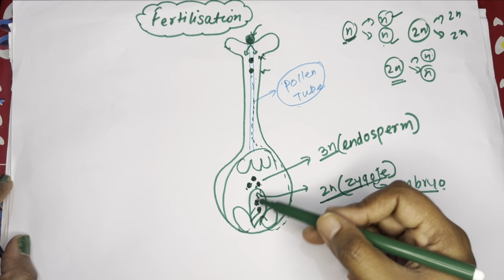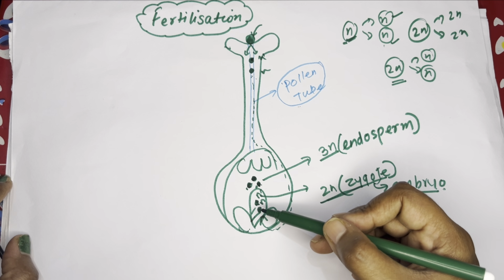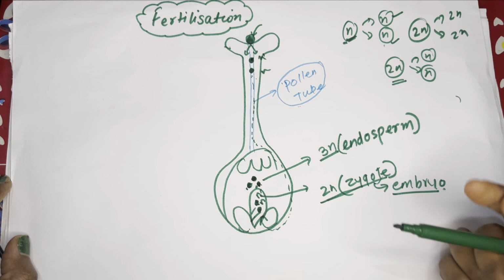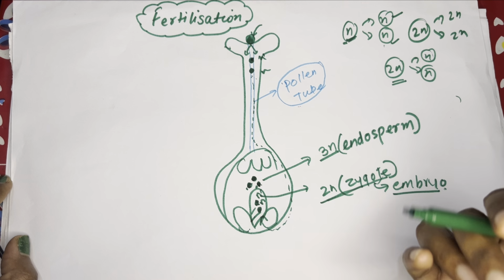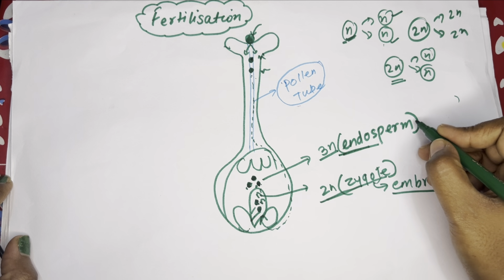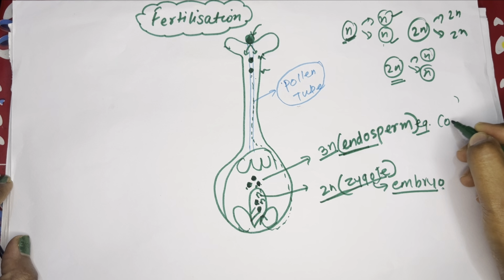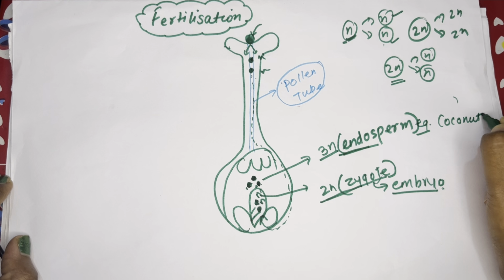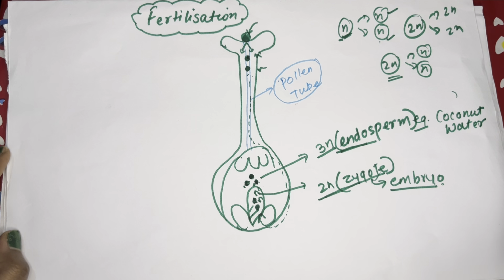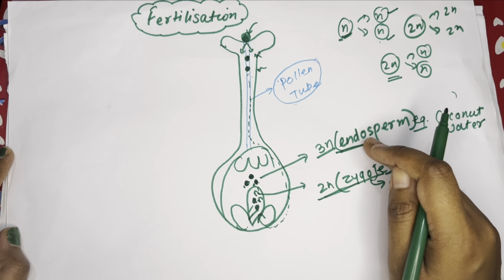This egg and pollen grain together make the embryo, right? This embryo will grow eventually, and that embryo will require some nutrition which will be provided by the endosperm. Examples of endosperm are coconut water, and the white portion of the popcorn that pops out.